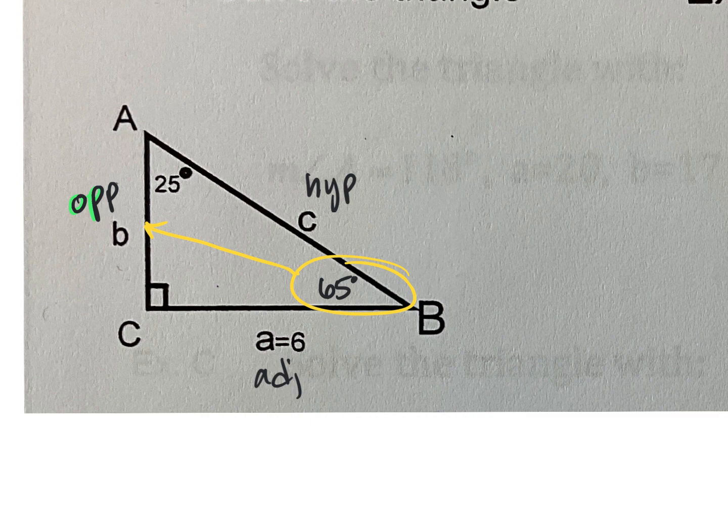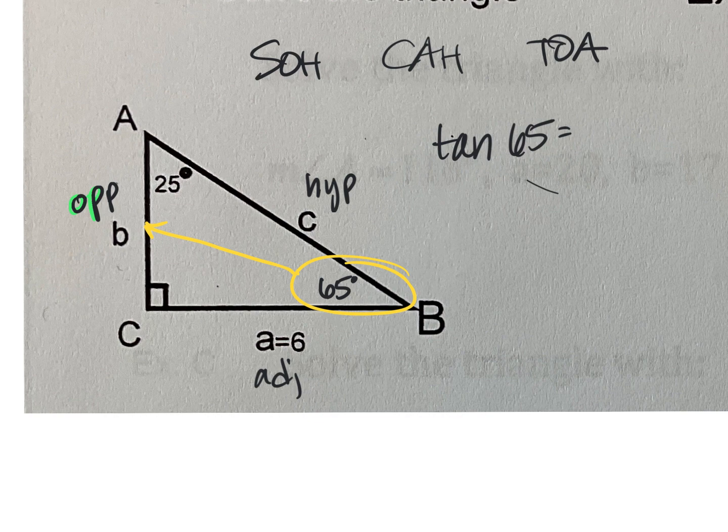Okay, how are we going to find B and C? Which one do we want to find first? We can only do one at a time. Let's find B. So, katoa. I need the opposite. We have the adjacent. If I need the O and I have the A, I'm going to go tangent. You down with that? So, it goes tangent of my angle, which we chose was which one?